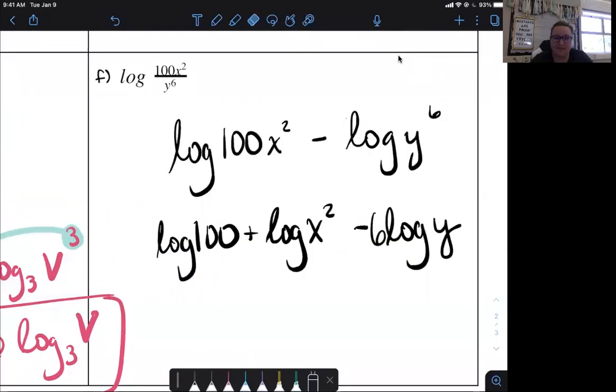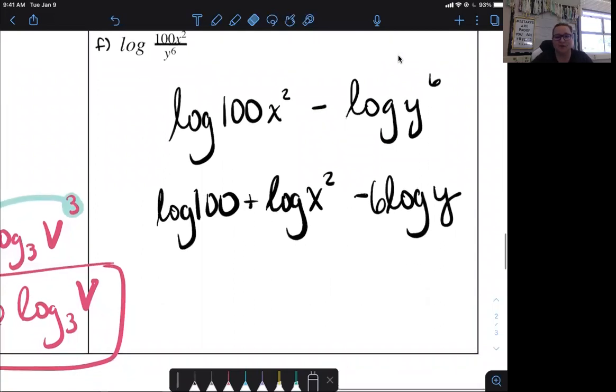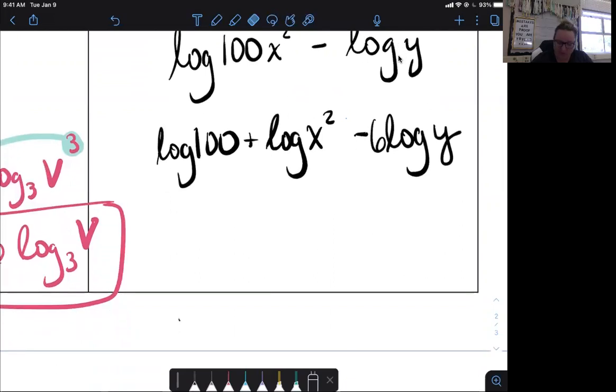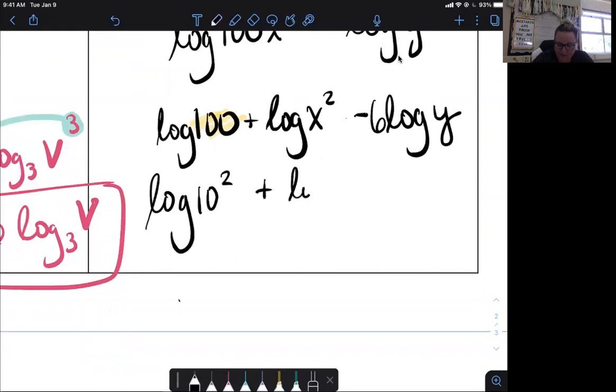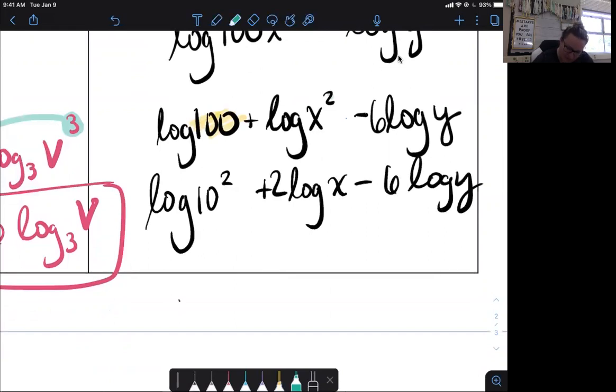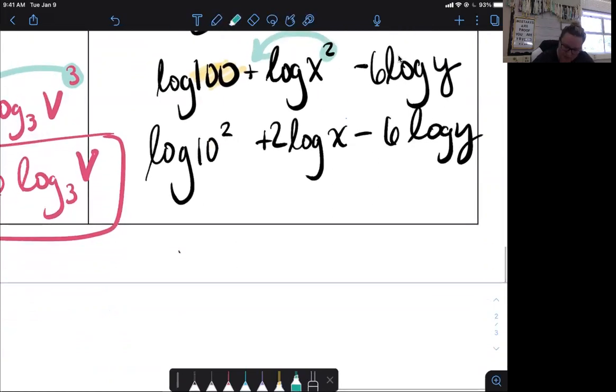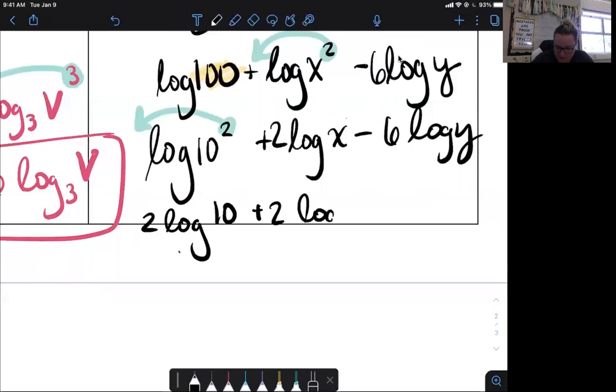So I bet you got at least to this step. The log of 100 plus the log of x squared minus the log of y. But we need to keep going from there because 100 is the same thing as 10 squared. So this is the log of 10 squared plus the log of x squared minus the log of y. We can use that power property and bring that 2 out in front of this log. From there, we can use the power property again and bring the 2 out in front of this log. So 2 times the log of 10 plus 2 times the log of x minus the log of y.